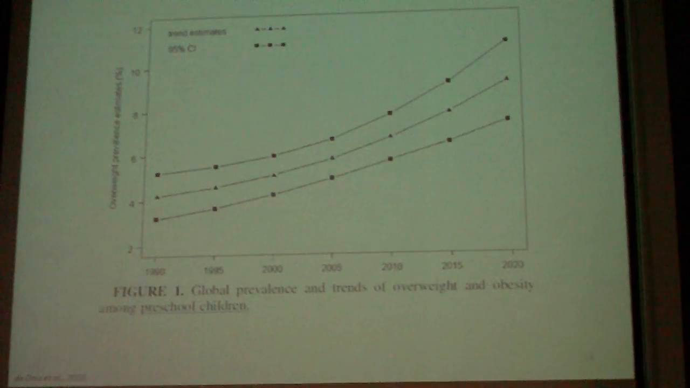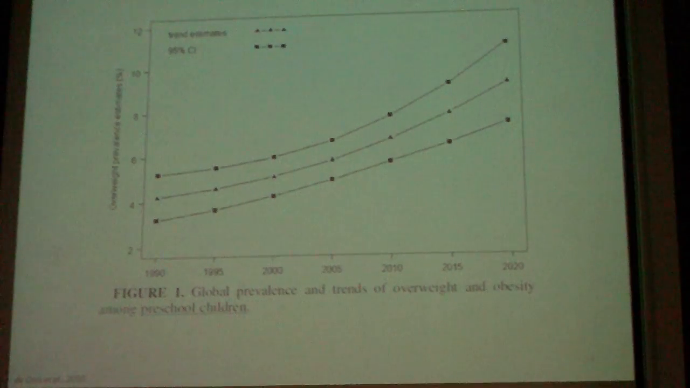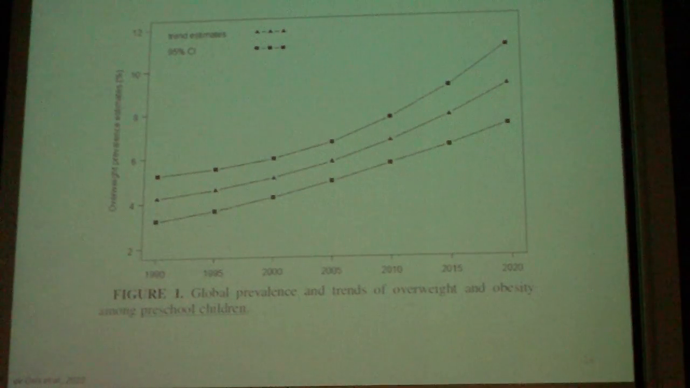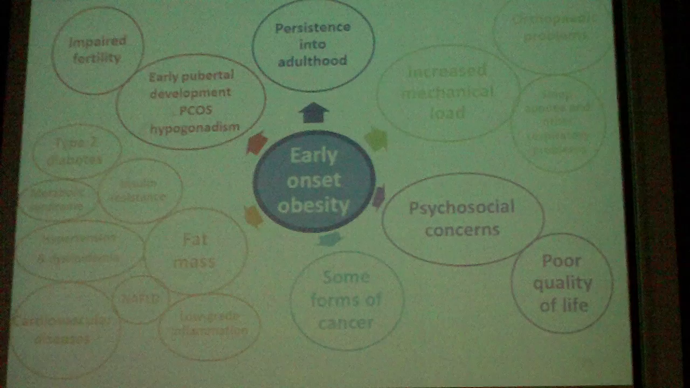There was also research about the estimation of the trend, so that we see in 2020, preschool children will be... so the increase in obesity will increase until 2020. Global increase. In Belgium, we see stabilization of obesity, but this does not mean that we do not have to prevent it. But the global prevalence is increasing and will be increasing.